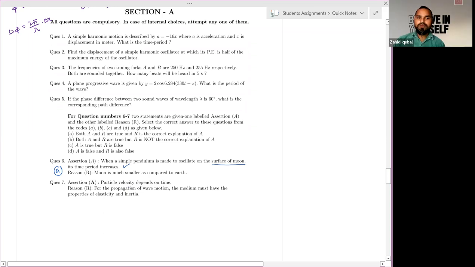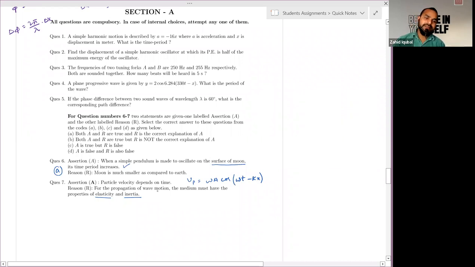Second part, particle velocity depends upon time. According to the formula, particle velocity is equal to omega A cos(omega t minus kx). So we can say it depends upon both time as well as position. For propagation of a wave, the medium must have the property of elasticity as well as inertia. I define the properties of a medium for propagation of a mechanical wave: it should be elastic, it should be inertial, and it should offer least opposition.